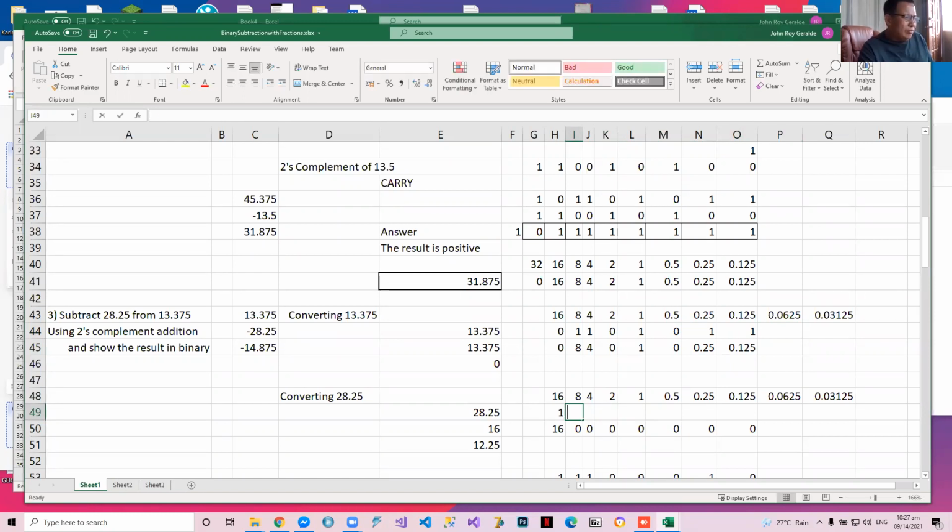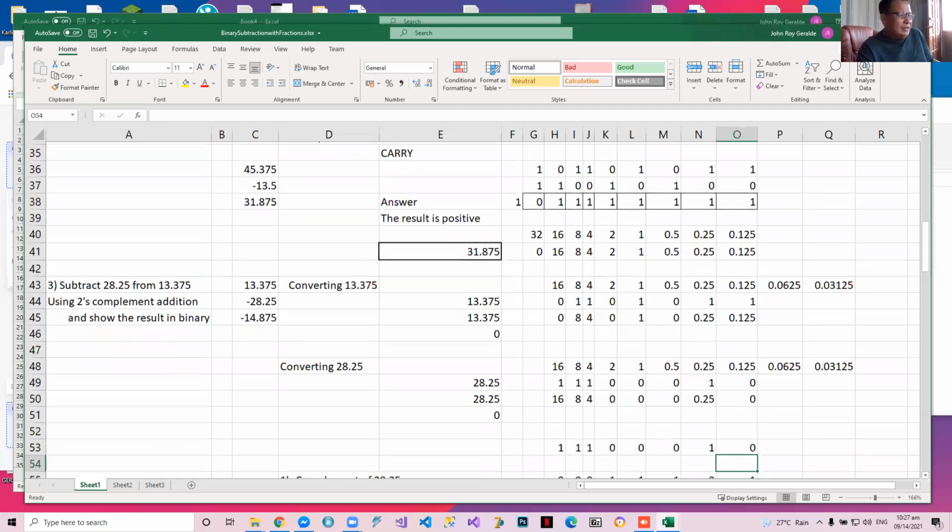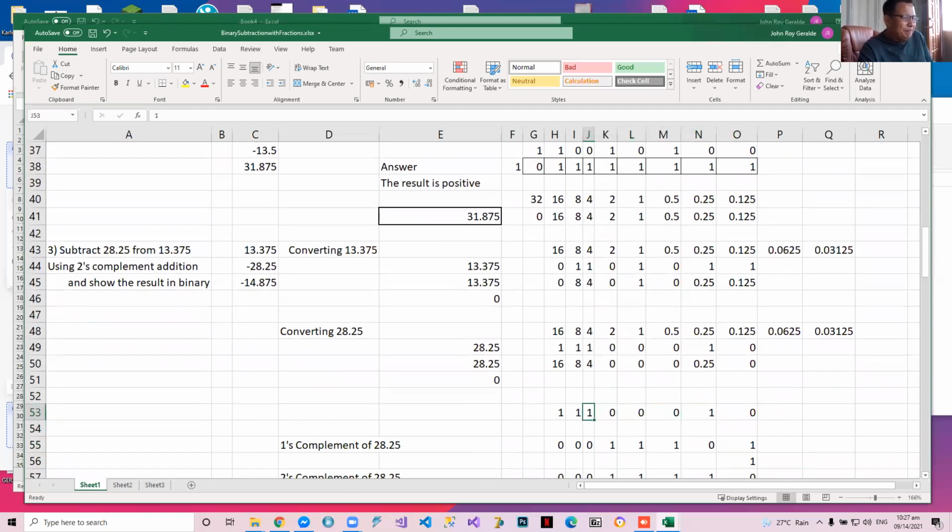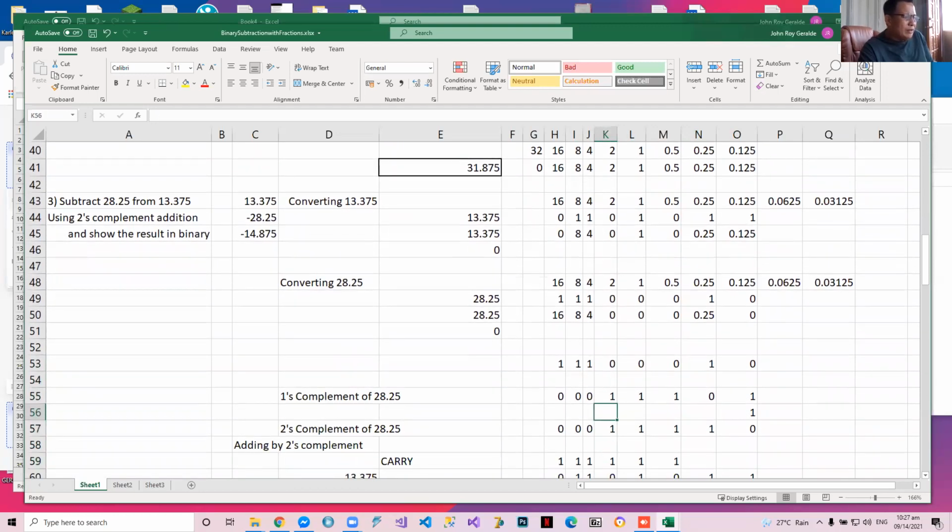We need a 1 here. We need this. We're left with 4. We need this. We don't need this. We don't need this. So this is also a 0 because it's bigger than this 1. Take note, we have to put a 0 here because there's a 1 left there. Okay, so this is the 1's complement. And then we add 1. This is the 2's complement of 28.5.